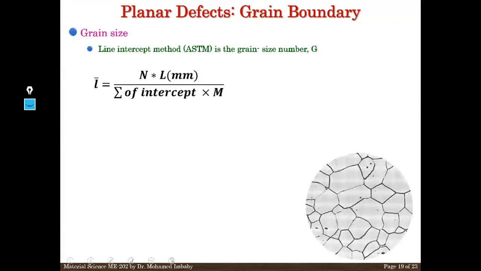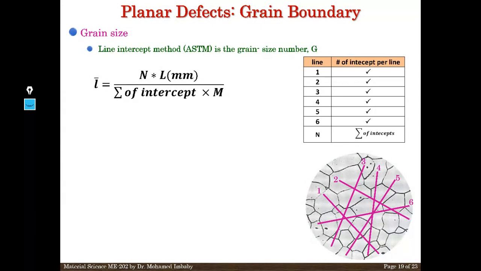So how to find G, or the grain size number, using the line method? You have to find L bar, which is N multiplied by L, divided by the number of intercepts multiplied by M, the magnification, and you draw some lines like this. For example, 6 or 7. Maybe the best is a minimum of 7 lines. I will explain it, by the way. Don't worry. Then use this equation to find it.